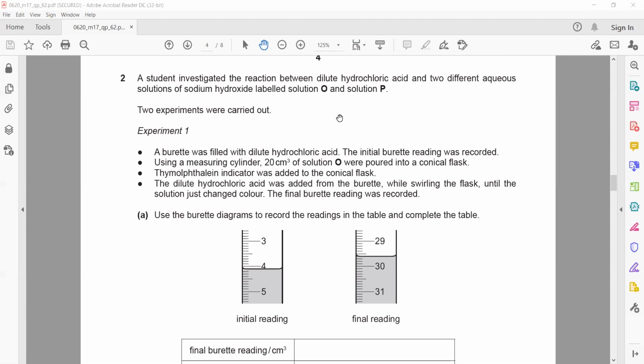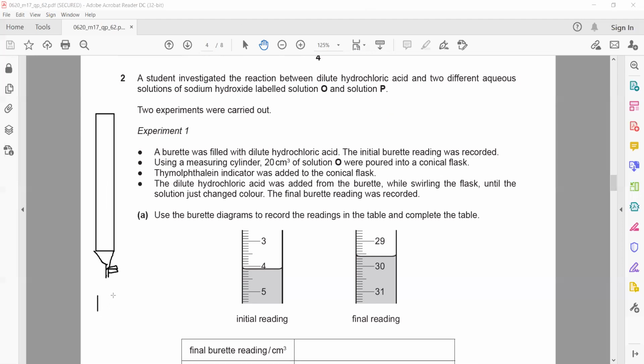And in a conical flask, we'll take the sample of sodium hydroxide. Because acids and alkalis are colorless, to know when all the acid completely neutralizes the alkali, we add an indicator. The reaction between acid and base is neutralization, and this technique is known as titration.